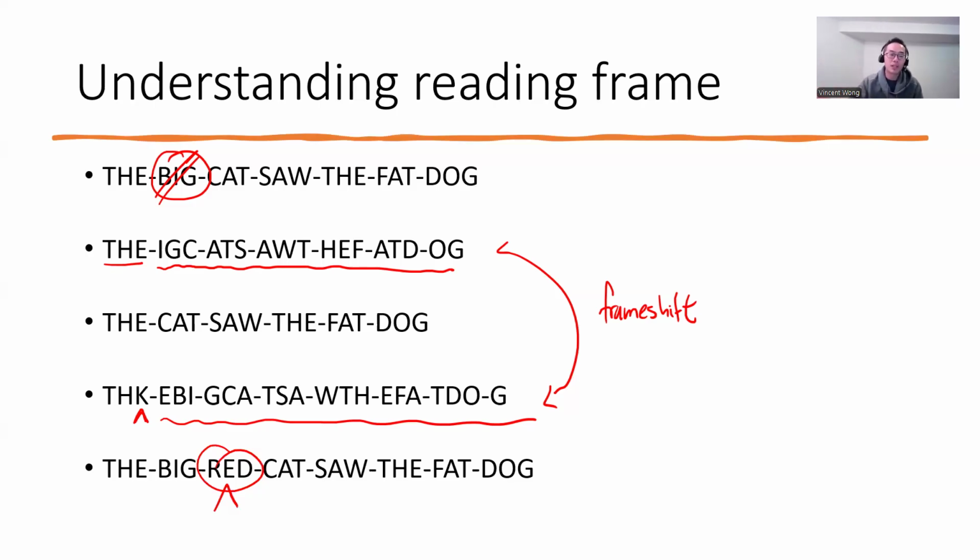I mean, it depends what you insert too, right? Sometimes if you insert something totally weird, like instead of inserting the word red, you insert the word mud or something. Okay, so the big mud cat, that doesn't make sense anymore, right? So you might change the meaning of the sentence as well. And that's also what we have to consider when we have an insertion mutation. Does the extra amino acid change the overall sequence significantly?